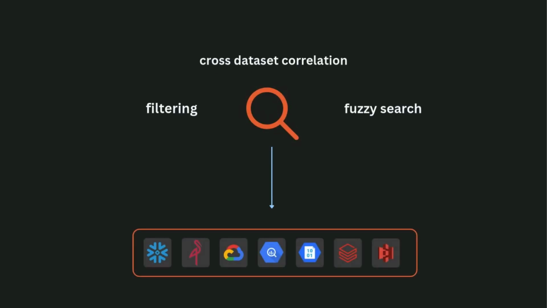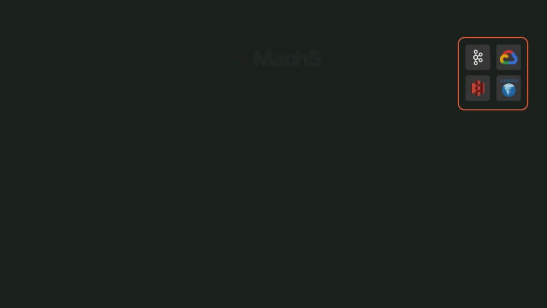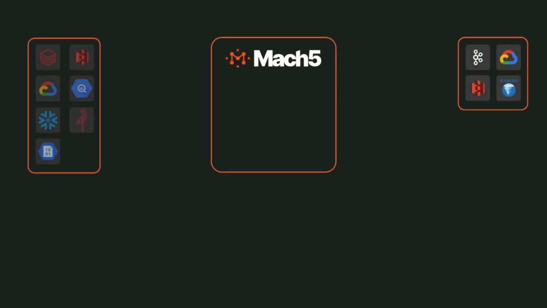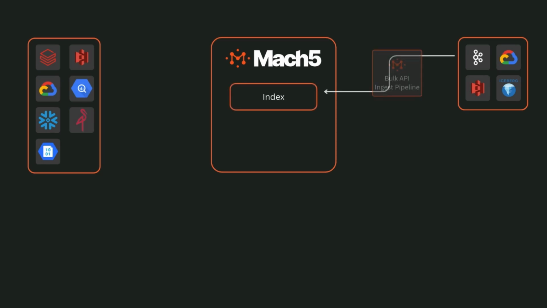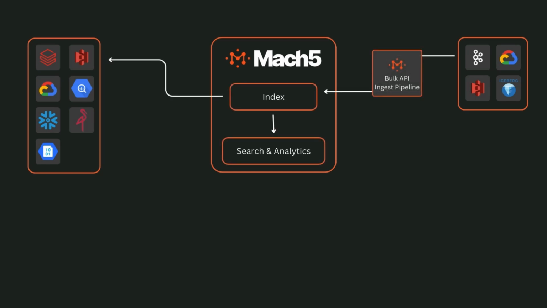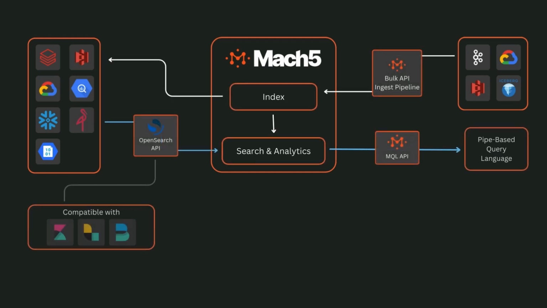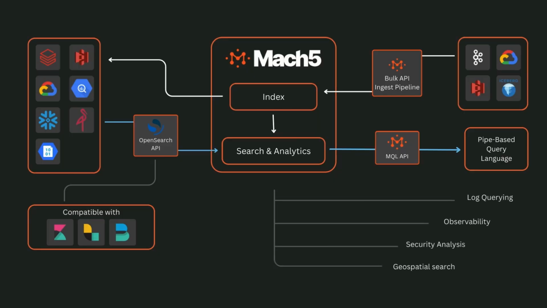Everything we demonstrated, filtering, fuzzy search, and cross-dataset correlation, runs directly on data stored in object storage. In Mach 5, storage, ingestion, and querying are independent layers. Ingest compute scales with incoming data, while query warehouses scale with investigative workload. The result is fast search on object storage without cluster contention or over-provisioned infrastructure.